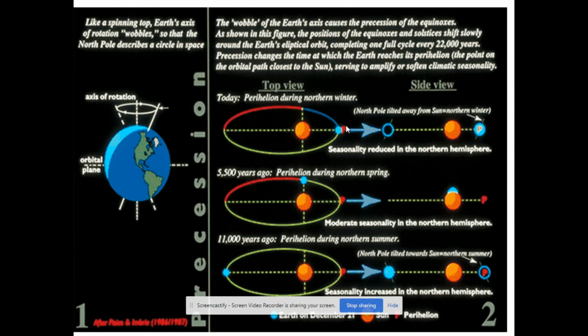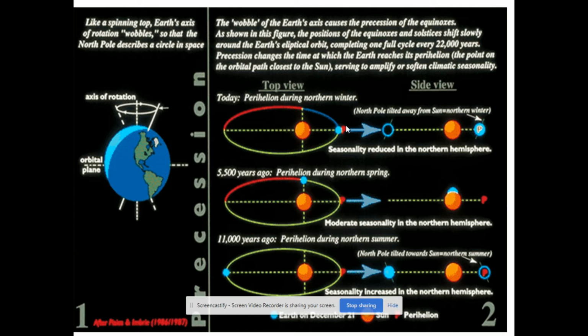North Pole tilted away from the sun equals northern winter. And right now, this is happening at perihelion. This is perihelion. Aphelion is at the other end. 5,500 years ago, perihelion occurred during the northern spring. So going back to the very first indicator here, seasonality reduced in the northern hemisphere. When the perihelion occurs during the northern spring, moderate seasonality in the northern hemisphere.